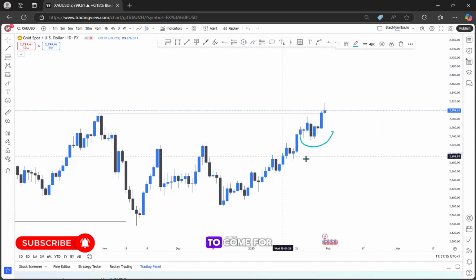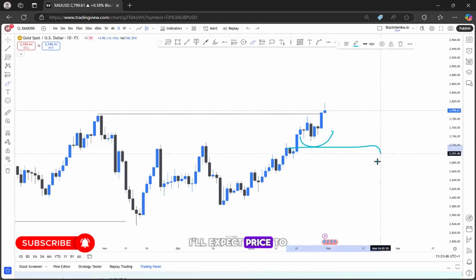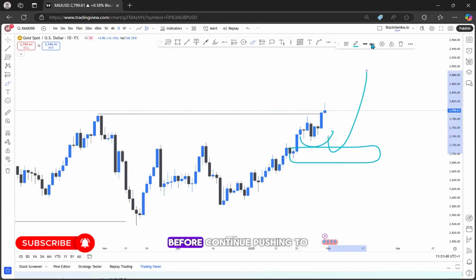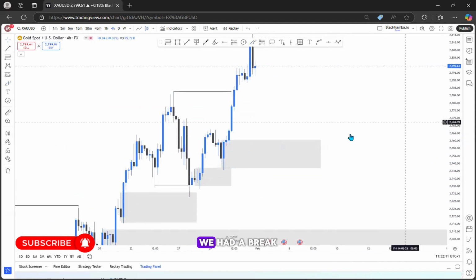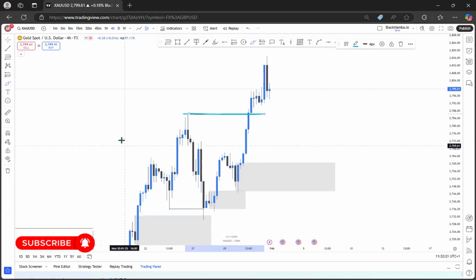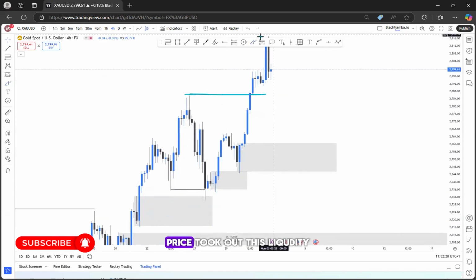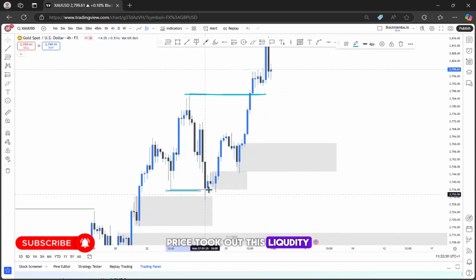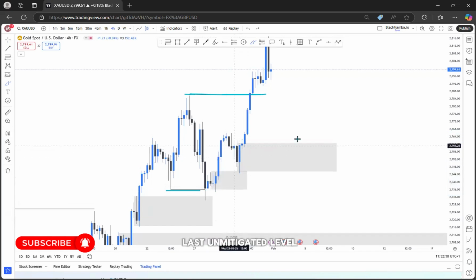I'll be expecting price to come for, even if it is just this first one, I'll expect price to come for it before continuing to push to the upside. So on 4 hour, we had a break of structure and price was coming from here. Price took out this liquidity. Then we're having some kind of mitigation here. So this is the last unmitigated level.